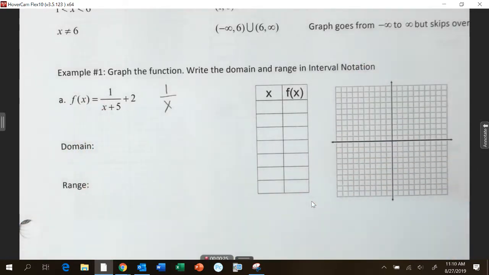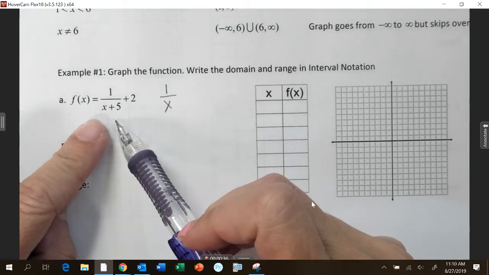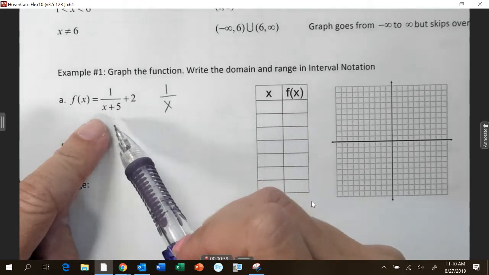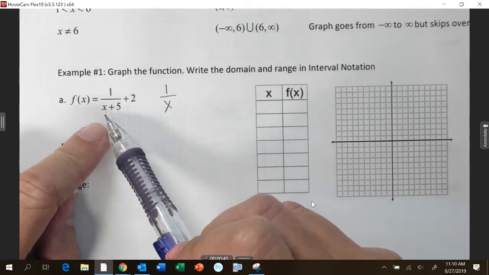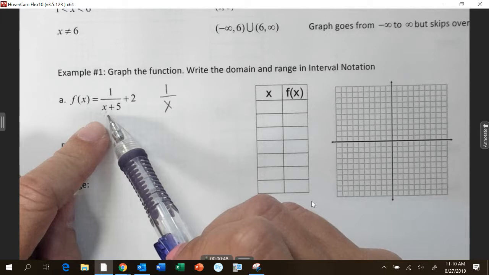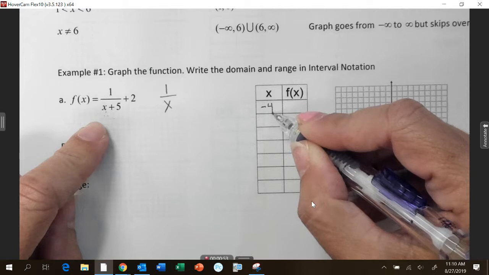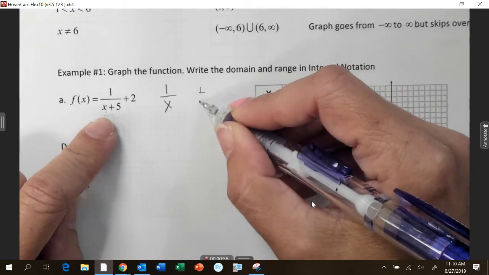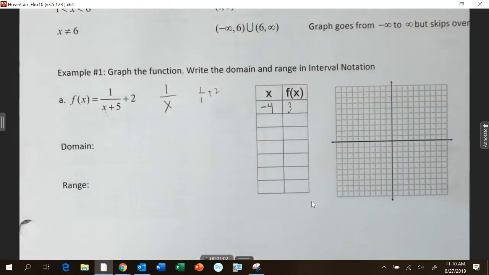So if you do not know transformations, and I haven't taught them yet, you could just plug in any numbers you want. But when you plug in numbers, this might take you a while and you might get horrible numbers. So if you're just going to plug numbers in, be smart about it. Like think, what number could I plug in that wouldn't give me an awful answer? -4. If I plugged in -4, that would be like 1 over 1 plus 2. So I get 3.